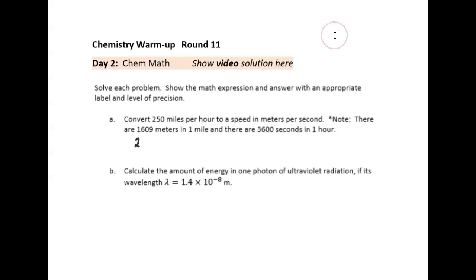Question A, convert 200 miles per hour to a speed in meters per second. I'm going to write the given measurement down, 250 miles. And then when it said per hour, I'm going to write it on top of a fraction line and write 1 hour underneath. Then multiply by a conversion factor. First, let's change miles into meters. In the question, we're told that there are 1,609 meters in 1 mile.